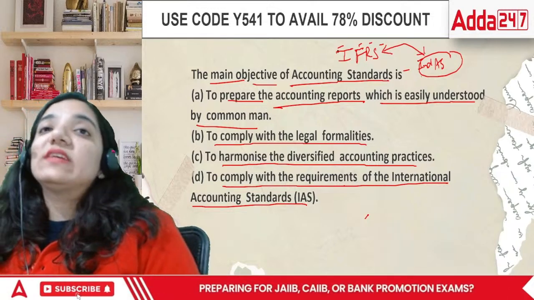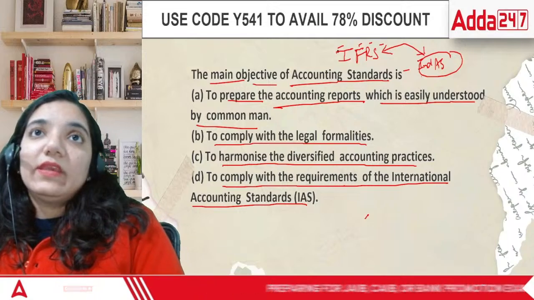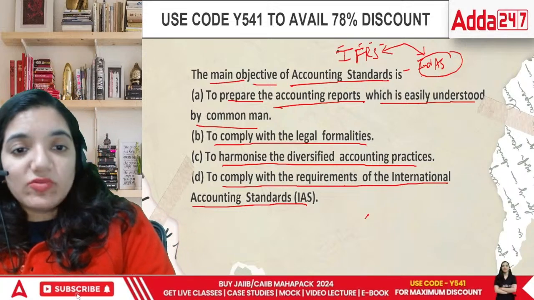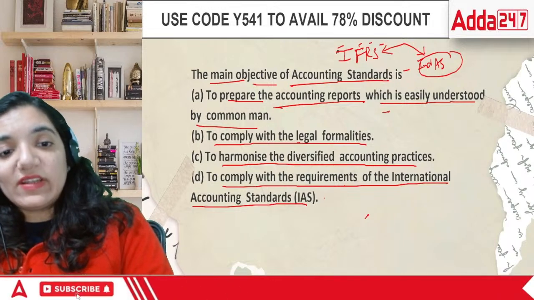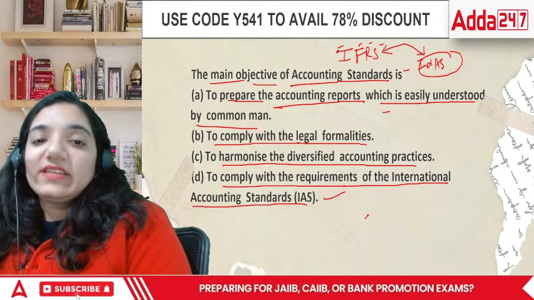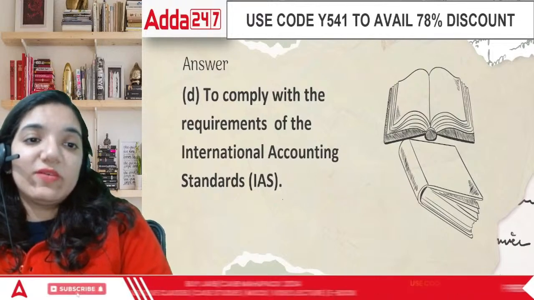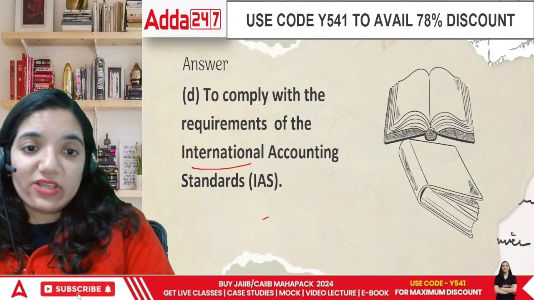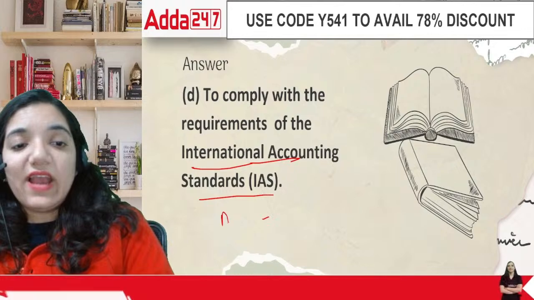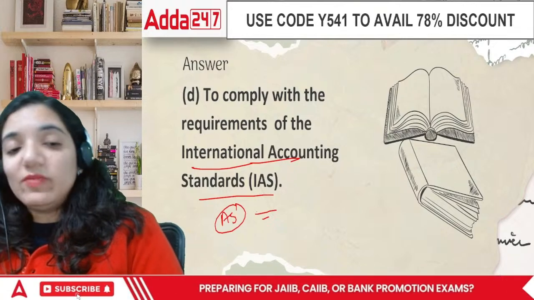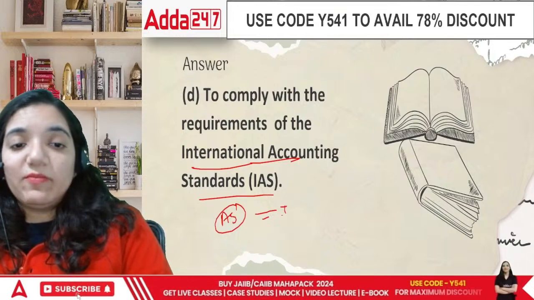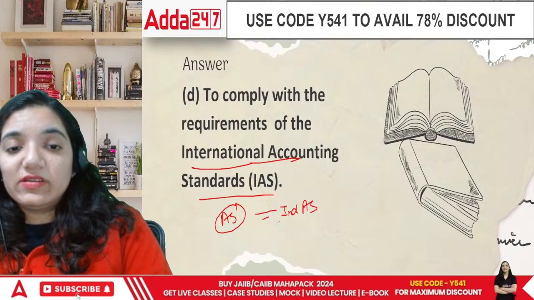Now, Ind AS is in uniformity with IFRS only. So that is why we can say, to comply with the requirements of international accounting standards. That is IFRS. Earlier we had AS. Then, in order to comply with the international one and to meet up at the same level, we prepared Ind AS.